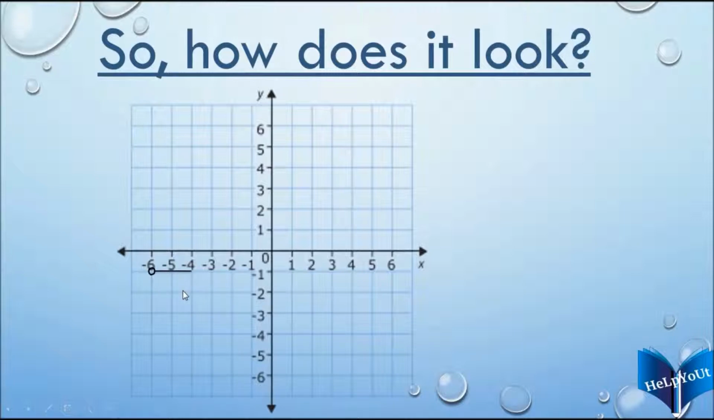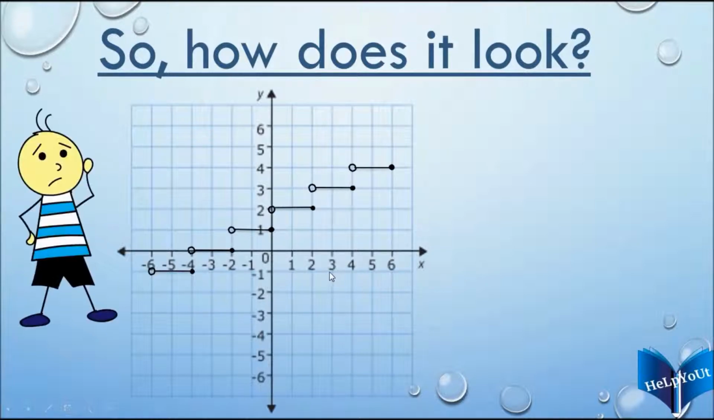First, I drew a horizontal line in the interval -6 to -4 because we have to draw constant, and constant is a horizontal line. So here is a horizontal line between -6 to -4. Then again for -4 to -2 I have drawn another horizontal line here, and similarly I have drawn others too. This looks pretty complicated, right?